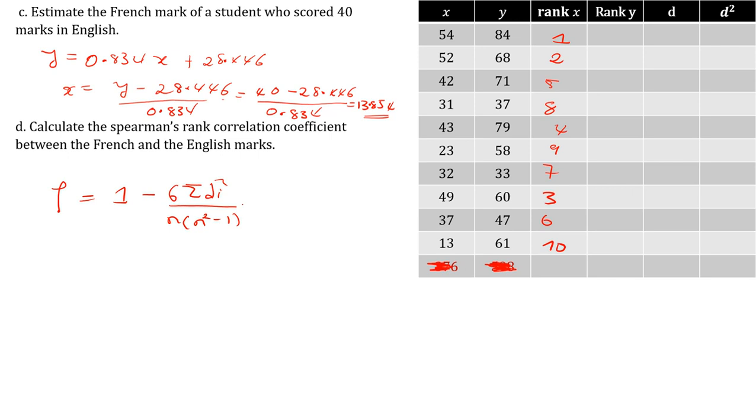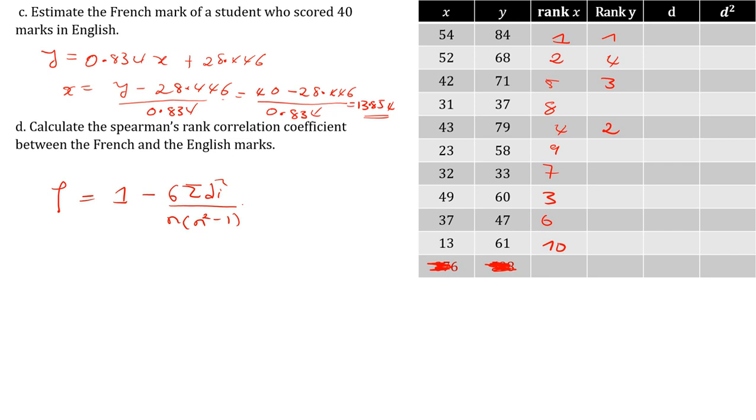So we do the same for the rank of y. For the rank of y, the biggest observation we see is 84. So here is rank 1. The next will be 79, which is the second. The next after 79 we observe 71, which is the third. Then 68, which is the fourth.